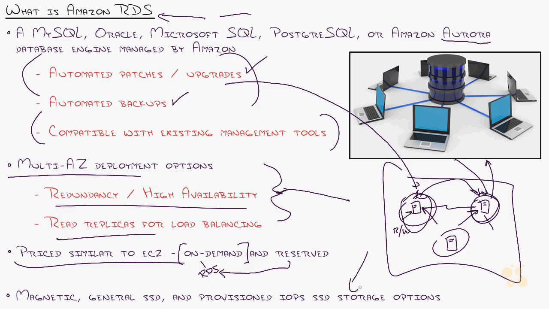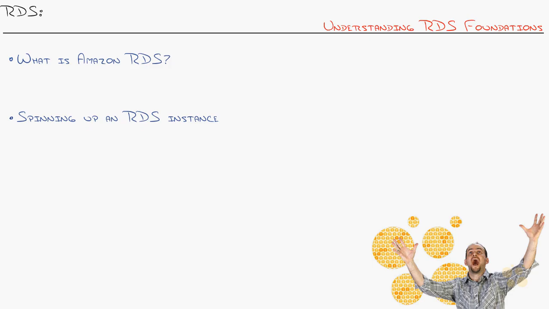Down below, we saw as well, you have the ability to do magnetic or traditional drives. That's the slowest but cheapest performance. Slowest, cheapest, you know what I mean. General solid-state disks, and then provisioned IOPS on solid-state disks to give yourself whatever level of performance you're needing from this database. Wow.